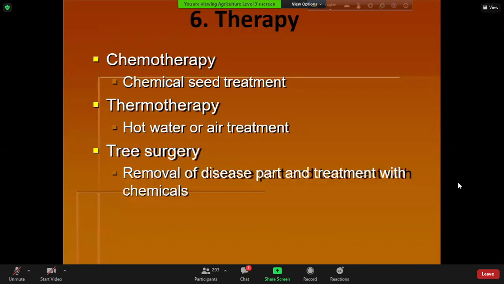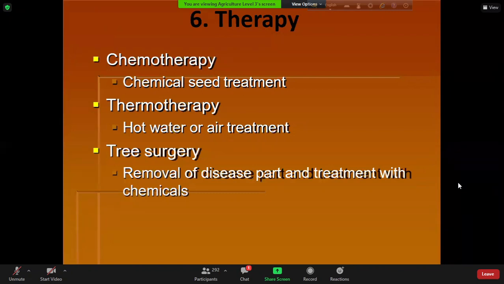So that is another principle we call therapy. You know, this actually refers to the treatment when the patient is suffering from a disease like cancer. We call it chemotherapy, for example. But in case of plants, we also call it therapy, and we use these 3 terms: chemotherapy, thermotherapy, and tree surgery.